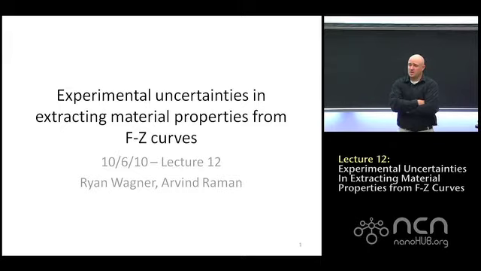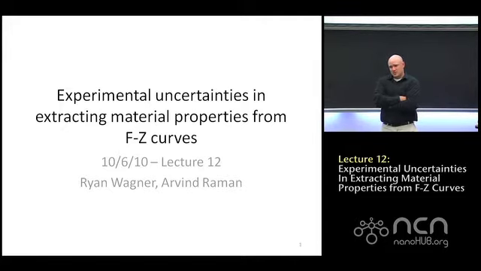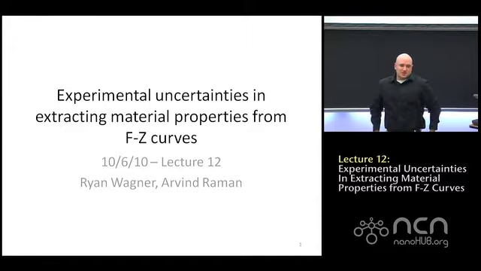I'm in the third year of my PhD, and a lot of my work has been on using FZ curves to extract material properties. So we started doing these experiments, and then we'd do the experiment, get one number, repeat the experiment again, get a different number. So we kind of had this question of, well, why was that happening? So in order to address that, we started doing all this uncertainty stuff.